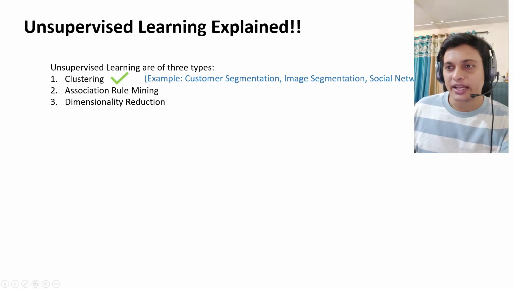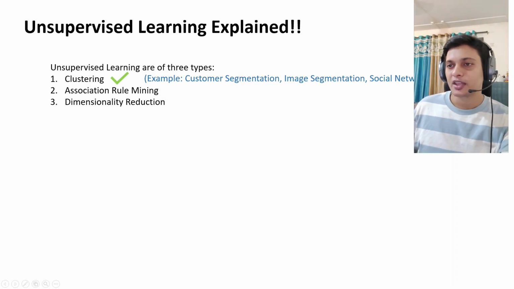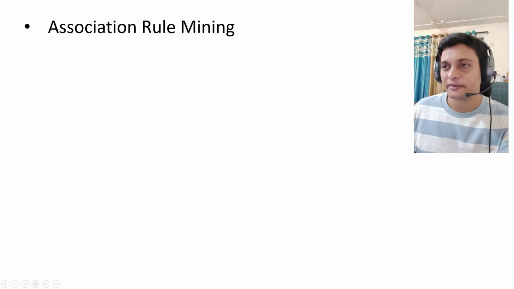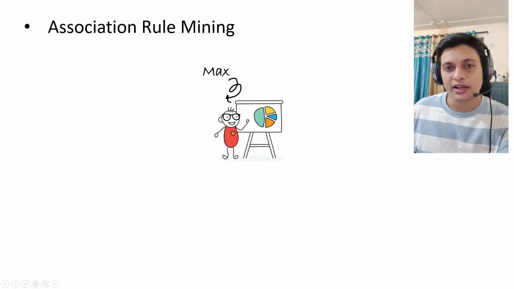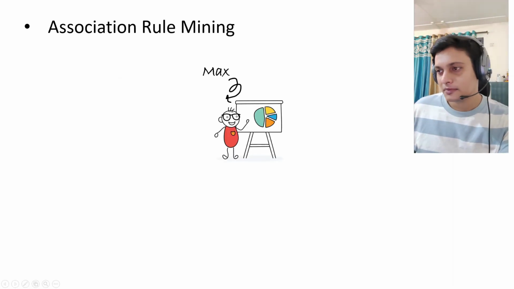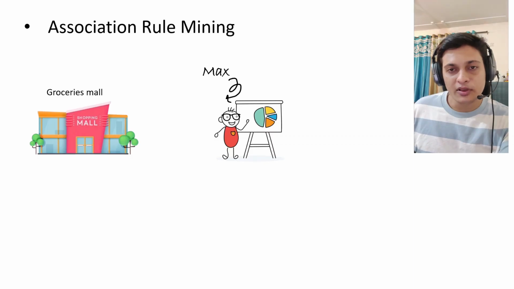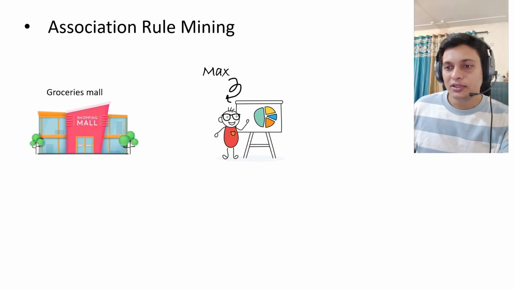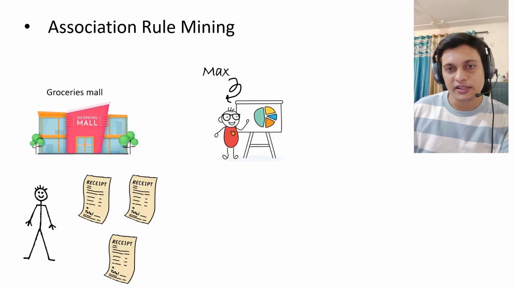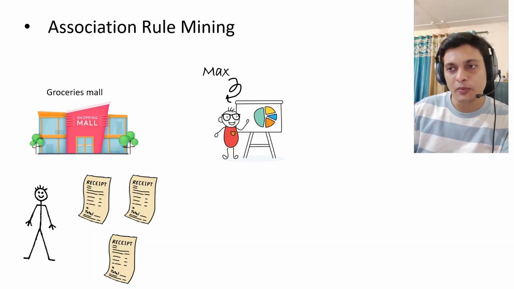Let's go for the second type, association rule mining. Okay, so what is this association rule mining? Again, we have our Max. Now it's a grown up Max, and what we are going to give is, there is a grocery mall. Inside the grocery mall, this is me, and I have lots of receipts. These receipts are of the customers who bought food from my store, and I have lots of bills from the users.